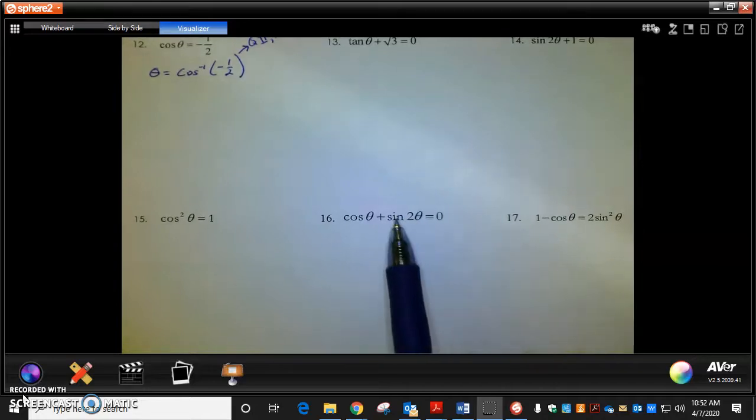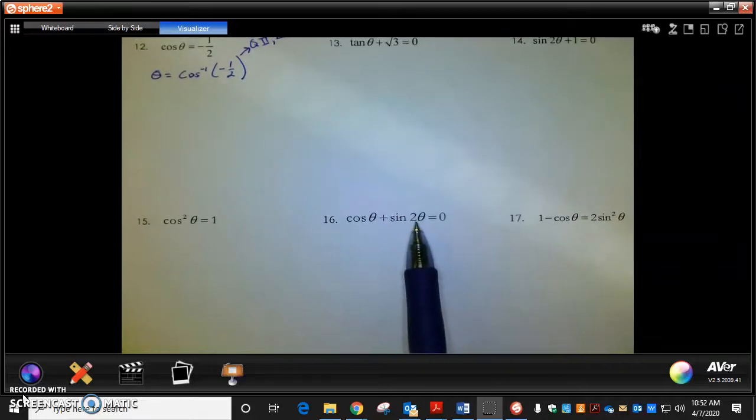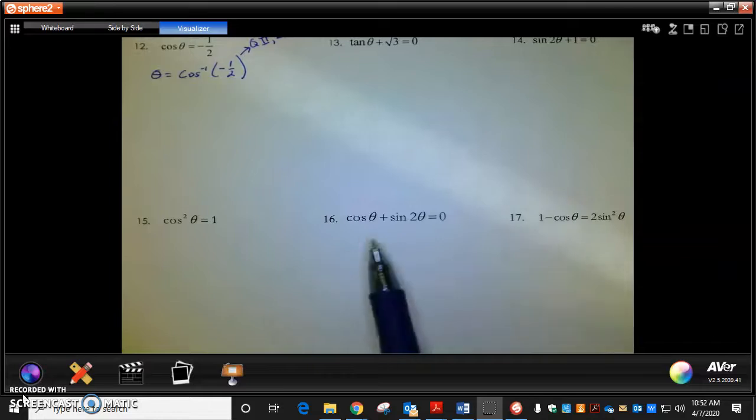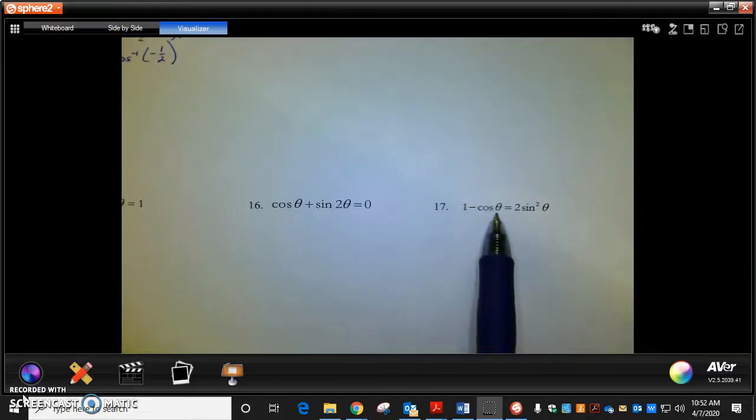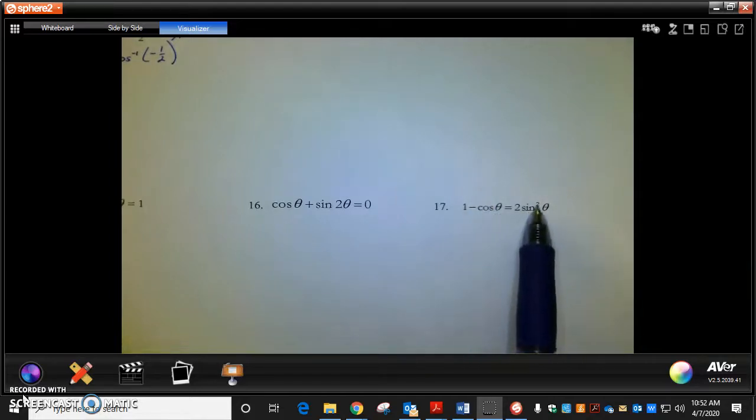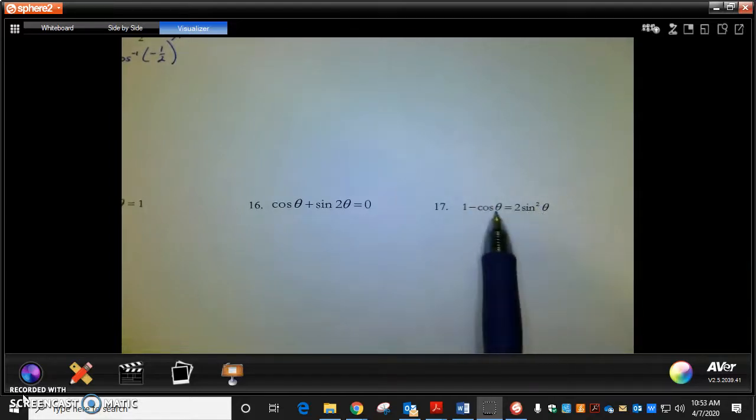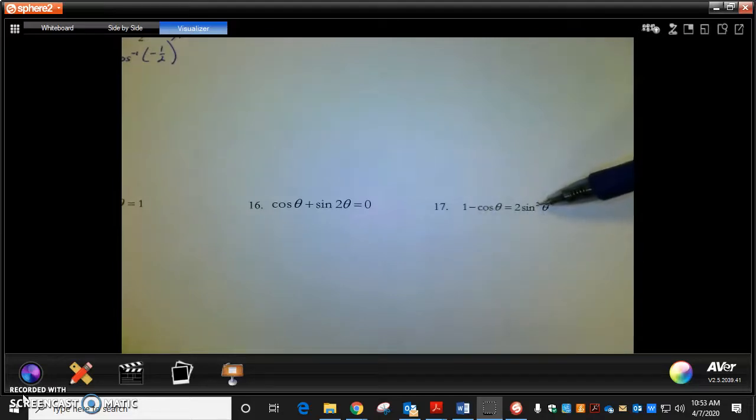This is a double angle. Look at the sine double angle formulas and see if a substitution will help you on that. You should have seen something like this on one of your homework problems. And then number 17, I've got a cosine of theta and I have a sine squared of 2 theta. That doesn't work. I need to turn this sine squared into a cosine squared by using the Pythagorean identities. Again, those are on your formula sheet. Take a look at your Pythagorean identities, and then you should be able to do this one.